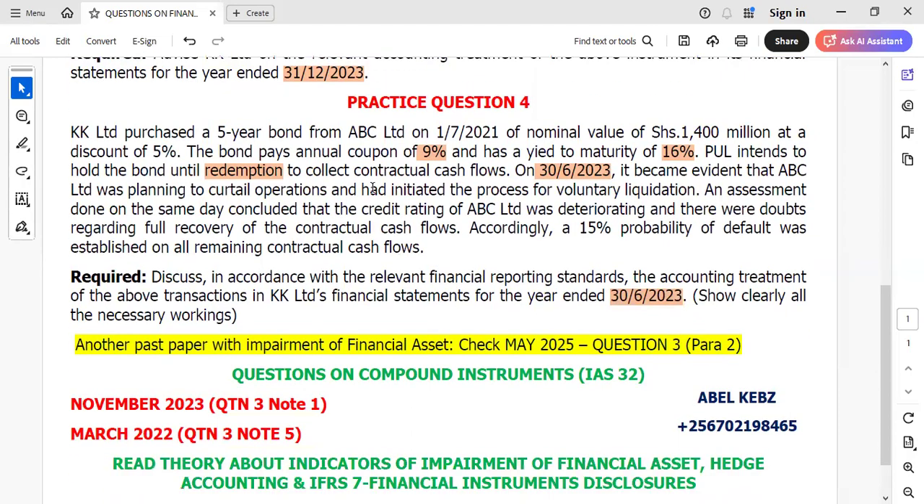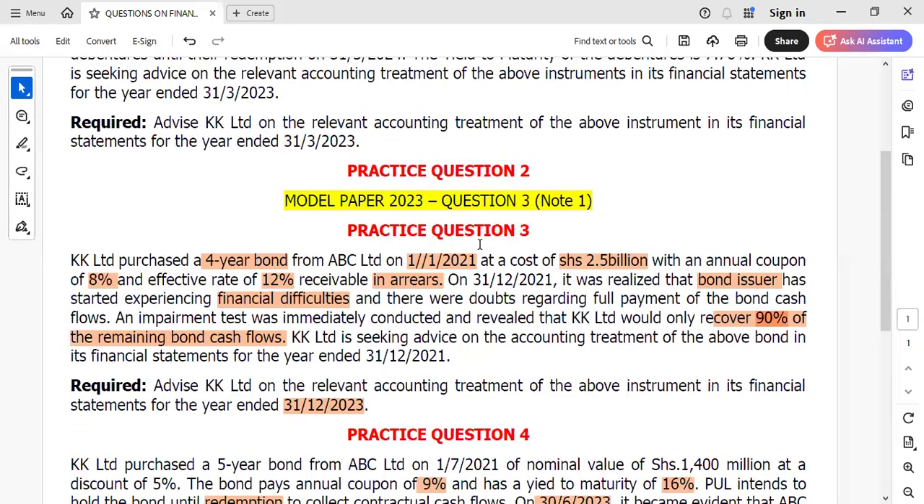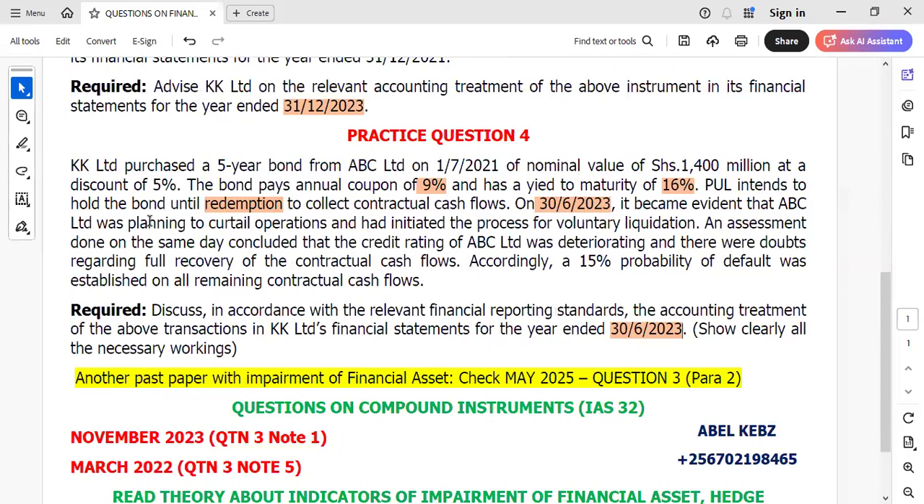Okay. I believe you can answer, isn't it? I want to hear from you. Can you answer this now from our practice question 3? Can you clear this?